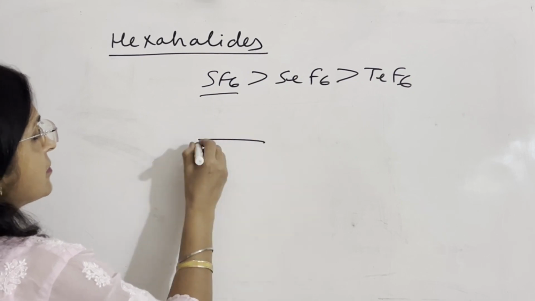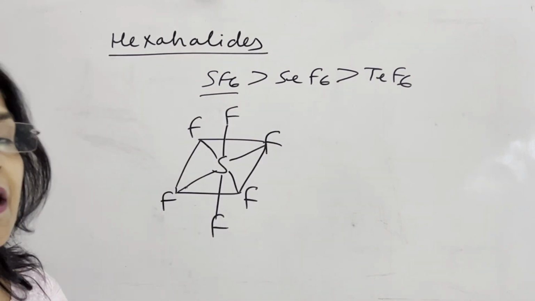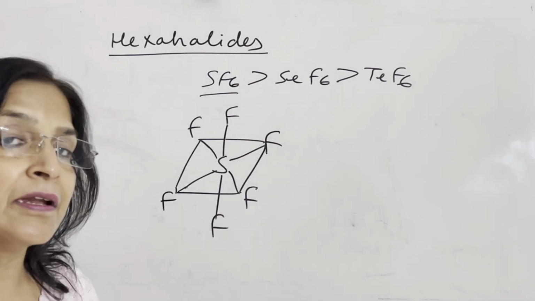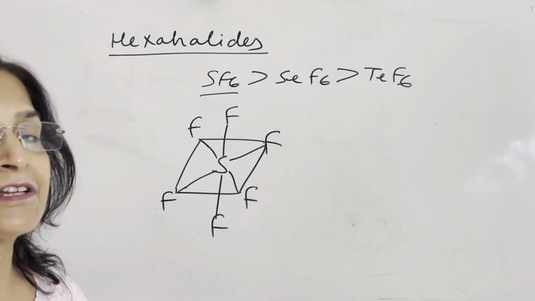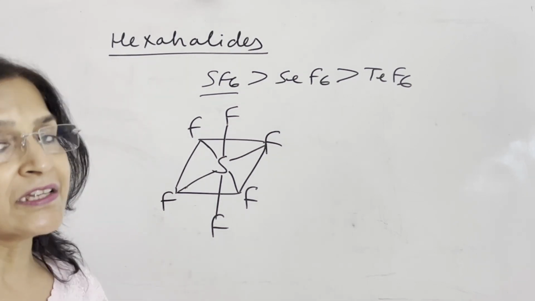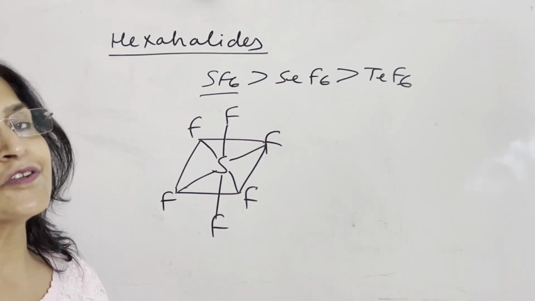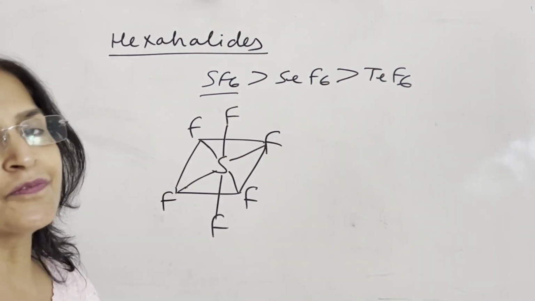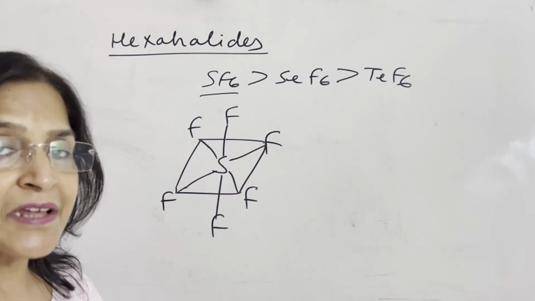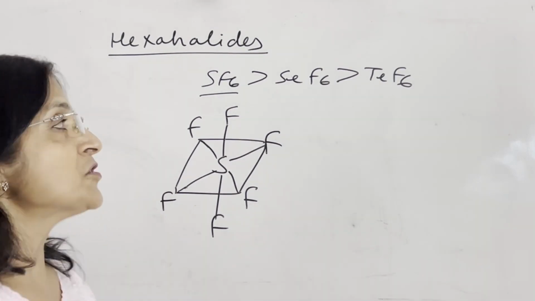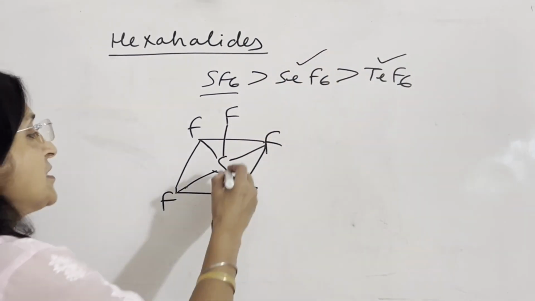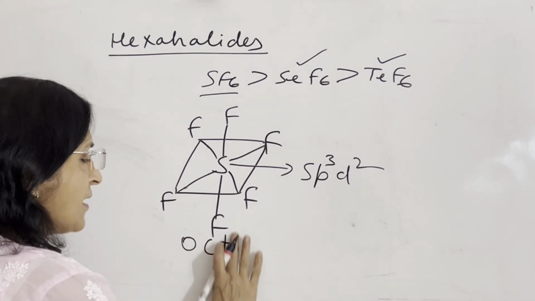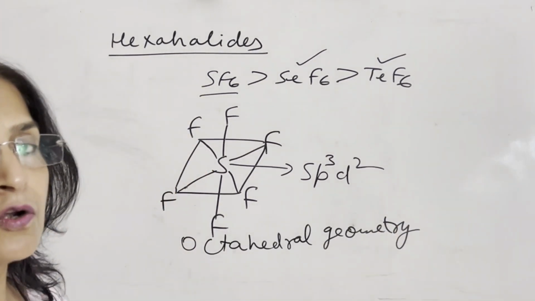Sulfur hexafluoride is a colorless and non-toxic gas at room temperature. It is thermally stable and chemically inert. Sulfur is surrounded by 6 fluorine atoms and is protected from attack by reagents. Even hydrolysis of sulfur hexafluoride is not possible. But as we move down the group, the size of the central atom increases, steric hindrance decreases and hydrolysis of these fluorides is possible. Sulfur is sp3d2 hybridized. It has octahedral geometry, regular geometry. There are no lone pairs of electrons.